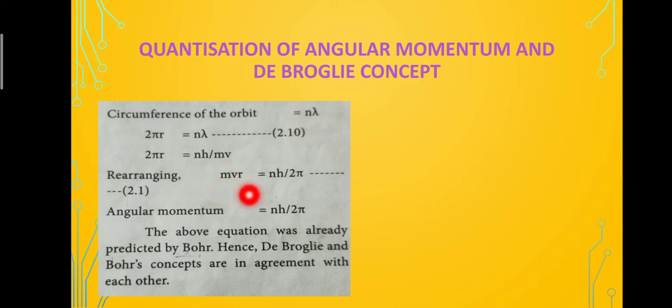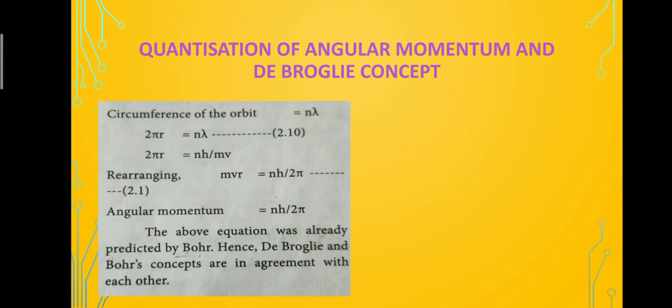On rearranging this equation for mvr, mvr is equal to nh by 2 pi, and this mvr is the angular momentum. This angular momentum has to be an integral multiple of this value h by 2 pi. This equation was already predicted by Bohr. So de Broglie's concept and Bohr's concept are in agreement with each other.